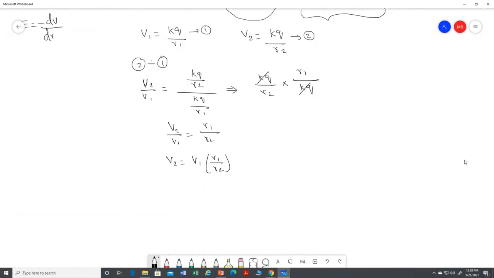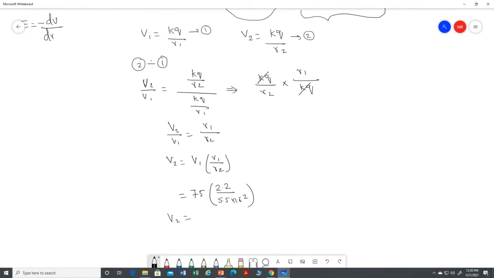What is the value of V1? V1 is already given in the question, which is nothing but 75 volt, and R1 is given in the question as 2.2 meter, but your R2 is in centimeter, that is 5.5 centimeter. So if you convert it to meter, 5.5 multiplied by 10 to the power of minus 2. Could you please tell me the answer, my dear?